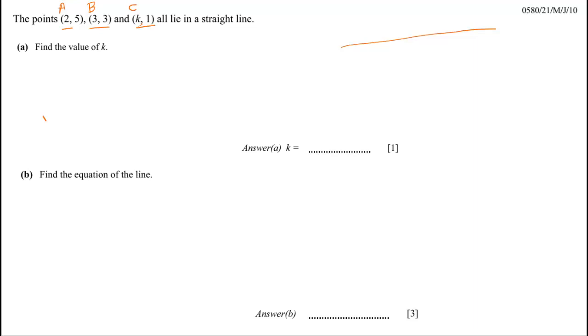Because they are on the straight line, let me draw a sketch. Suppose this is A. This is not an accurate drawing. The purpose of this sketch is to understand the concept, to help us solve the question. This is B and this is C. All these 3 points are on one straight line. So when all the points are on one straight line, the points are collinear.